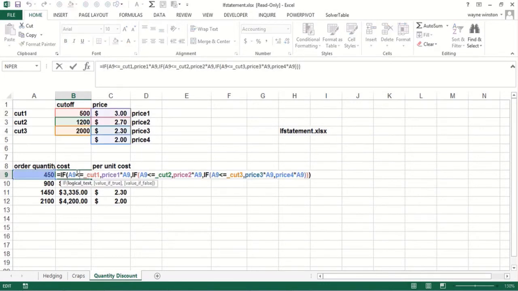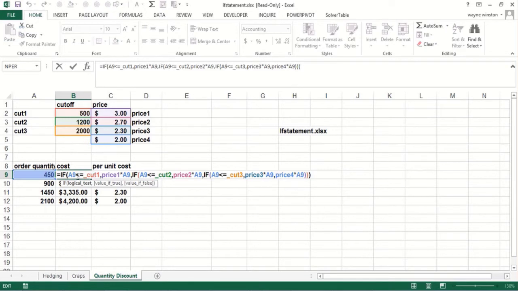So take a look. It says, if the order quantity is less than or equal to 500, pay the first price times what you ordered. And if that's true, the if statement stops. If it's not true, it goes on to check the next thing. This is called a nested if statement. It used to be you could have only 7 ifs in a cell. I think you can have up to 256, but you'd never want that. If if statements get too complicated, you should break them up into smaller statements.